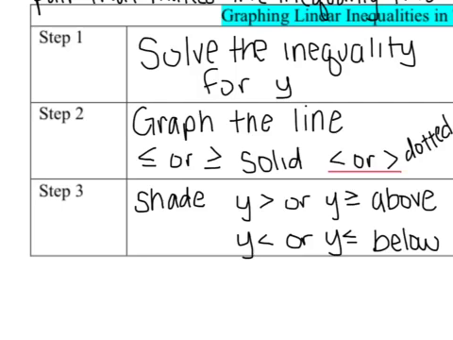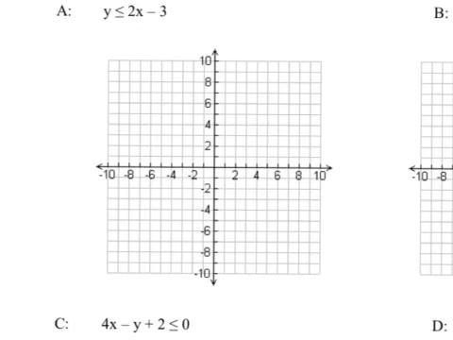Okay, so now let's go ahead and actually try to graph some of these equations. Let's go down to example 2. Example 2 tells us to graph the solutions of the linear inequality. So step 1, in our steps from before, is to solve the inequality for y. Well, this one happens to be solved for y, so we're good to go. Now we graph this just like we would before. So -3 is our y-intercept, and 2 is our slope.